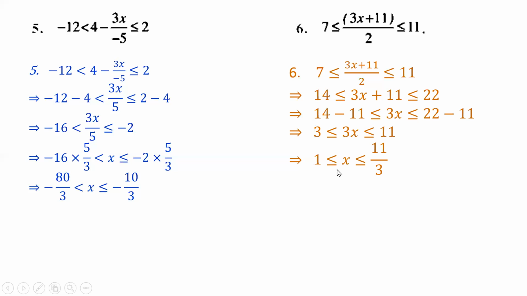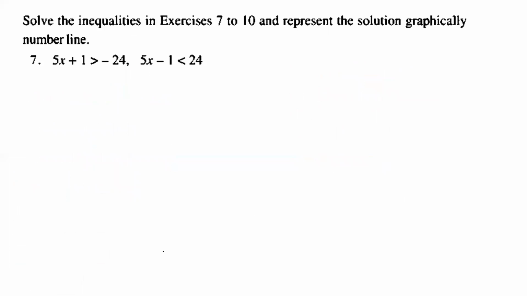So that means 1 closed and 11 upon 3 closed. Both are closed brackets. So for x, you can leave the solution as it is or you can write down this interval, that is 1 to 11 by 3, closed. Okay, now moving to the next one, question number 7.